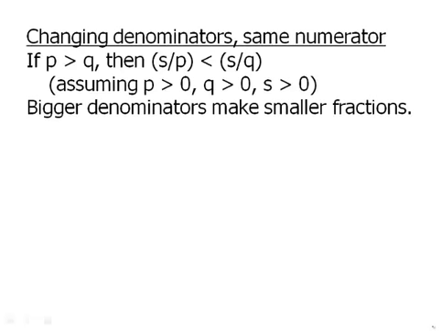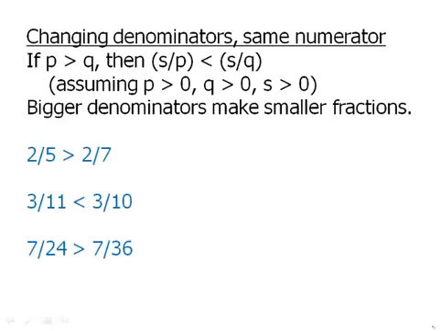So bigger denominators make for smaller fractions. So for example, we know that 2/5 has to be bigger than 2/7. We know that 3/11 has to be smaller than 3/10, and we know that 7/24 has to be bigger than 7/36. These are examples of things you need to be able to see very quickly and be able to compare these fractions very efficiently.